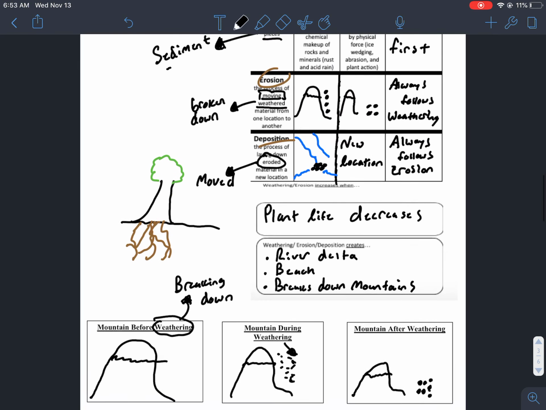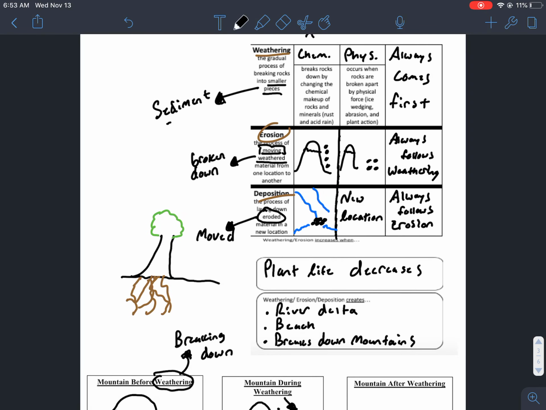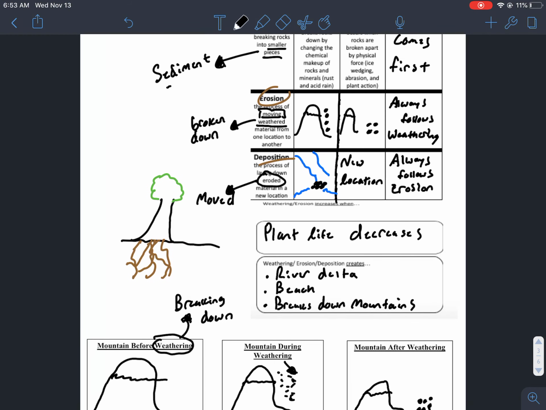Right? So to review what we talked about, weathering is the breaking down of rocks into sediment. Weathering means breaking down. Erosion is the process of moving sediment. Erosion means movement. Deposition is the process of laying down sediment that has been eroded. Deposition means making something new, all right?